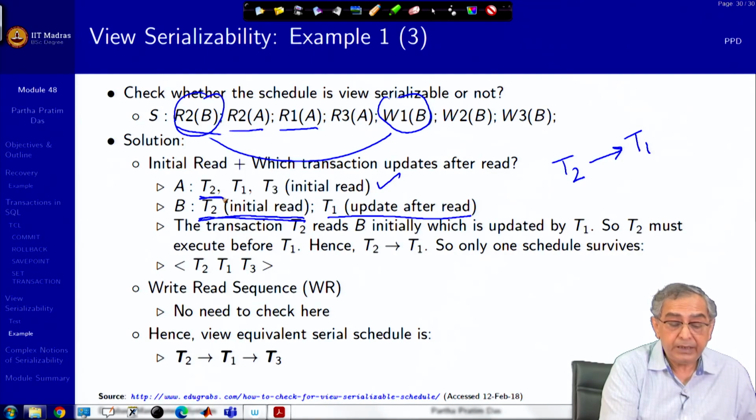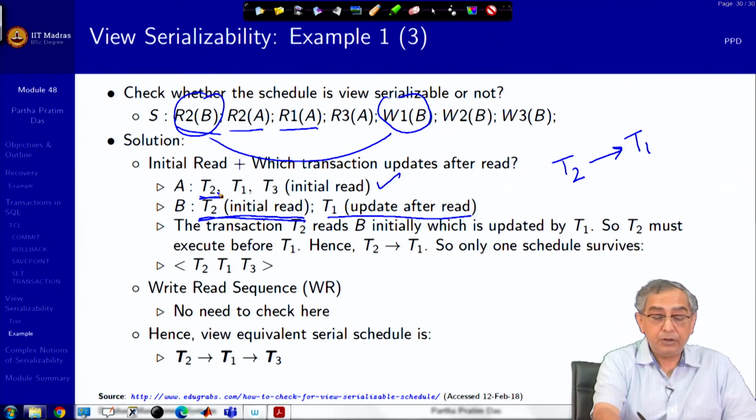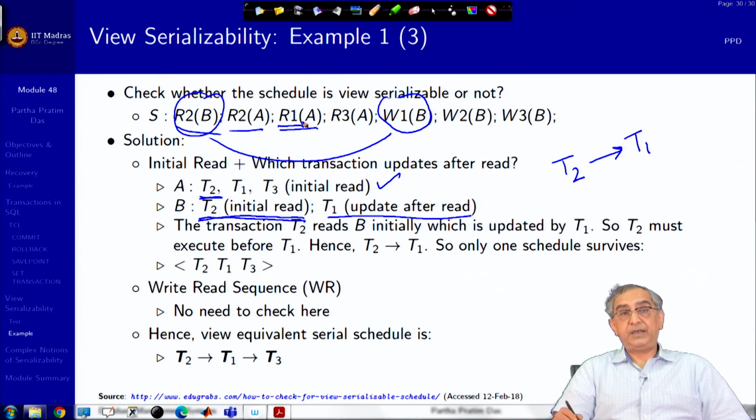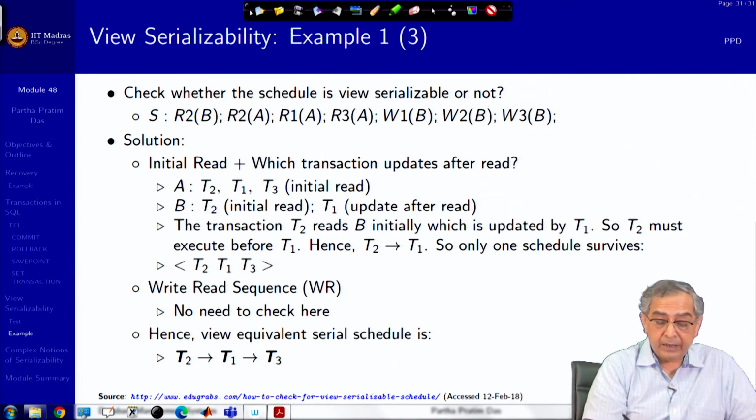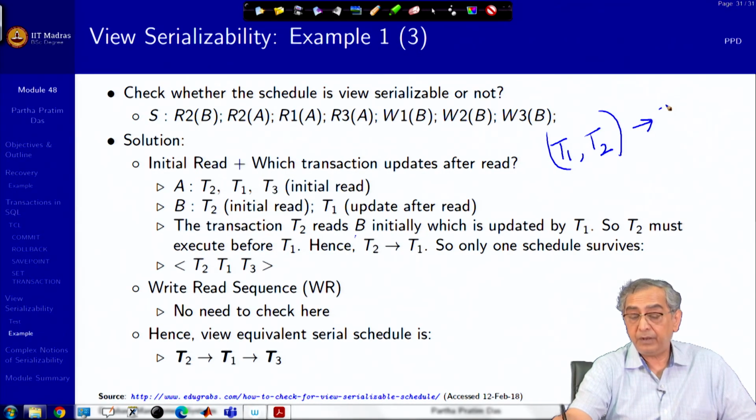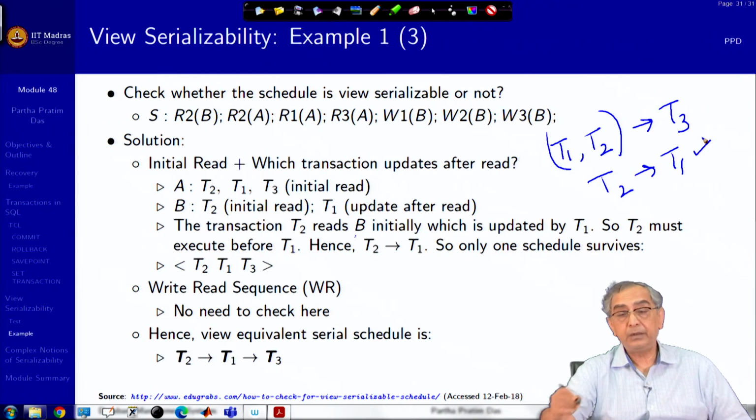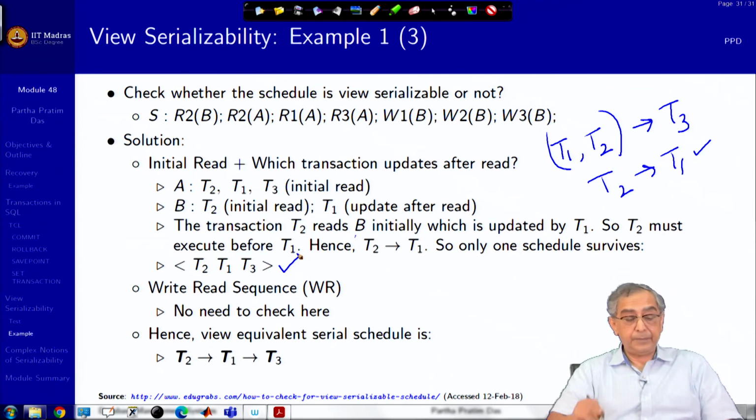Similarly, for A, T2 is the first read of A and after that T1 reads. So, this will also satisfy that T2 reads A before T1 does. So, we have a new dependency. Earlier what did we have? We had T1, T2 has to happen before T3. Now, we have T2 has to happen before T1. So, out of the 2 surviving schedules, T1, T2, T3 and T2, T1, T3, T1, T2, T3 is ruled out because it violates that. So, I am left with this.